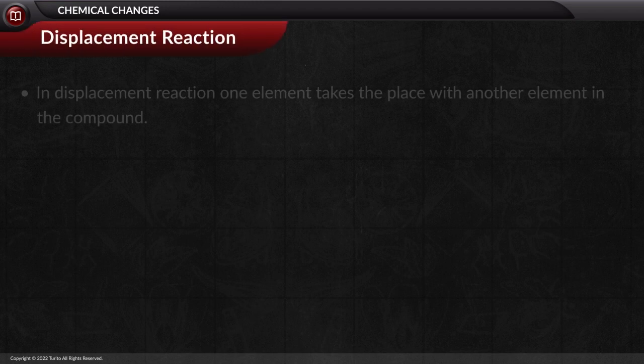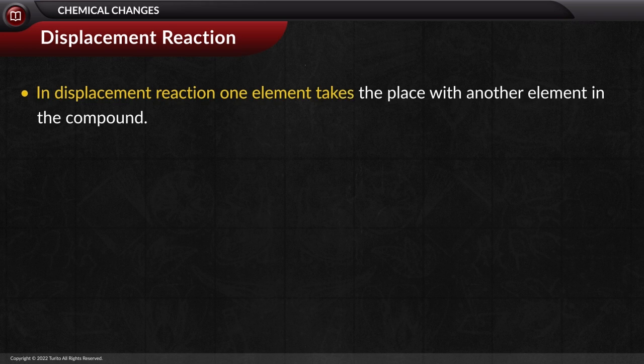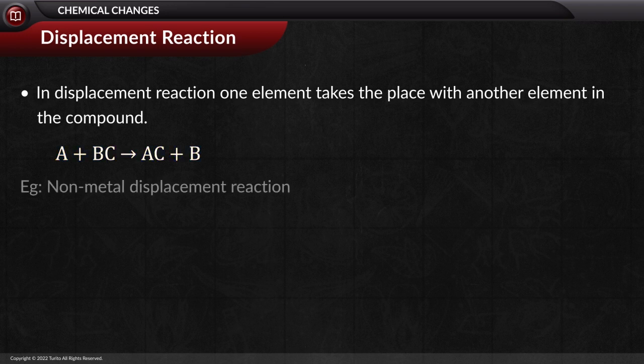Followed by this is the displacement reaction. In a displacement reaction, one element takes the place of another element in the compound. To understand it better, we can represent it in a general manner as A plus BC gives AC plus B. An example of a nonmetal displacement reaction is this: NaCl reacts with fluorine to form NaF and chlorine gas.